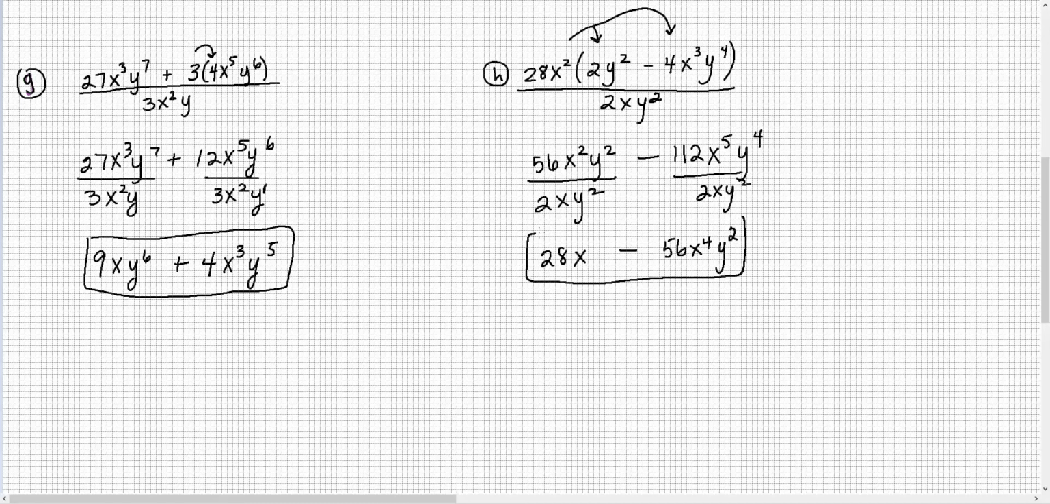And these are not like terms. I guess what you can do is you could factorize an x, but that's not necessary. That's not what the problem's asking. Okay.